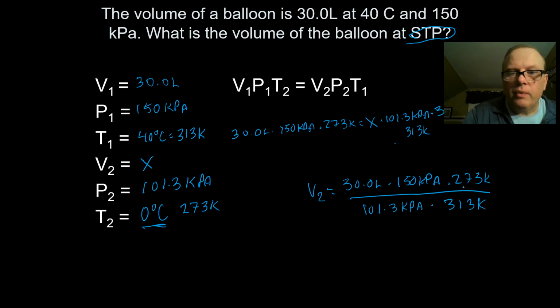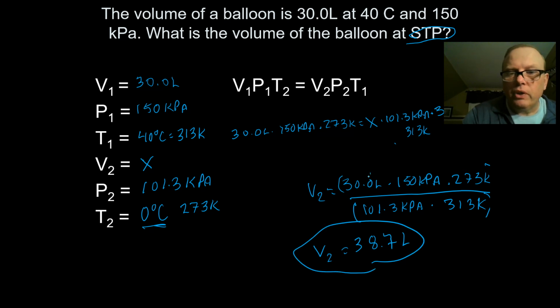It helps on the calculator if you bracket the top and then you bracket the bottom. If we do that, we'll get a V2 value. The V2 that I get for this, as I check my notes, is 38.7 liters, and that would be our answer. If we look, kilopascals cancels out, Kelvins cancel out, liters does not cancel out, and therefore that is our answer.